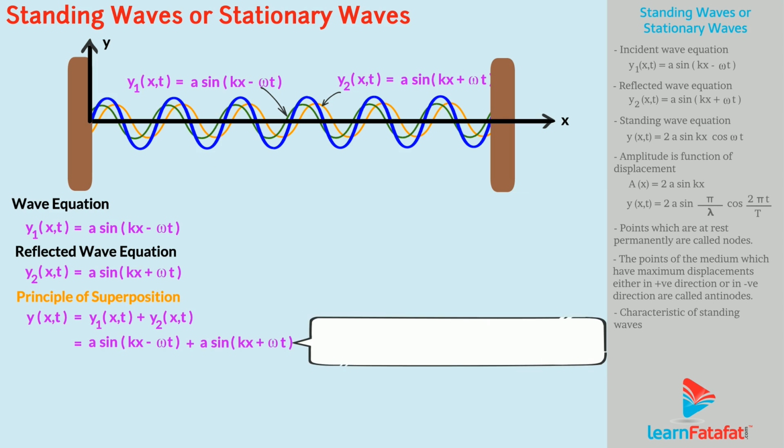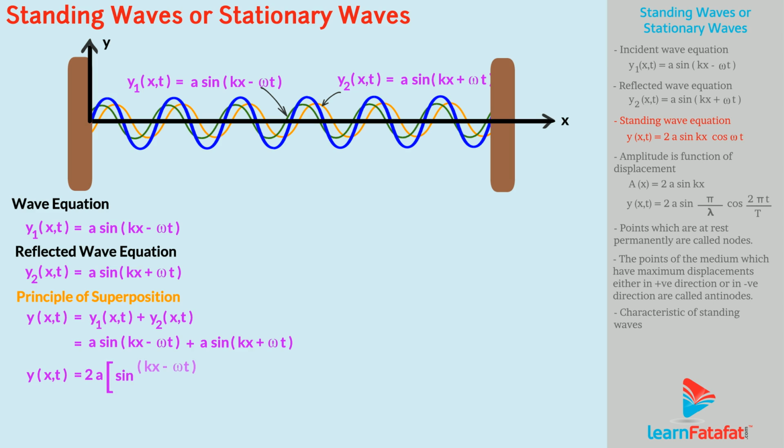Using the trigonometric formula, sin A + sin B = 2 sin((A + B)/2) cos((A - B)/2), we get y(x, t) = 2a sin(((kx - ωt) + (kx + ωt))/2) cos(((kx - ωt) - (kx + ωt))/2). Therefore, y(x, t) = 2a sin kx cos ωt. Let's call this equation number 1.